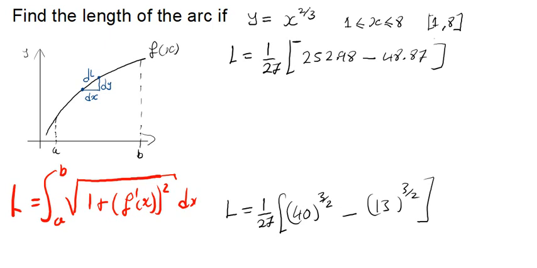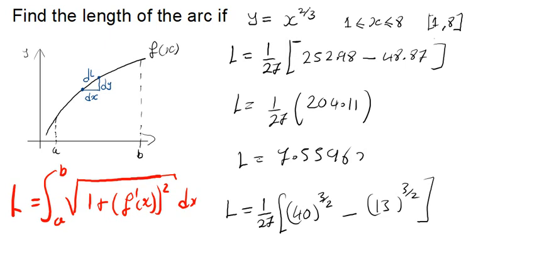Doing the subtraction, 252.98 minus 46.87, I get 1 over 27 multiplied by 206.11. So I divide by 27, I get a value of 7.55962963. That's what I get.